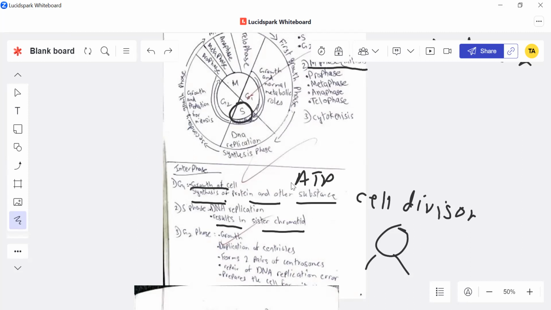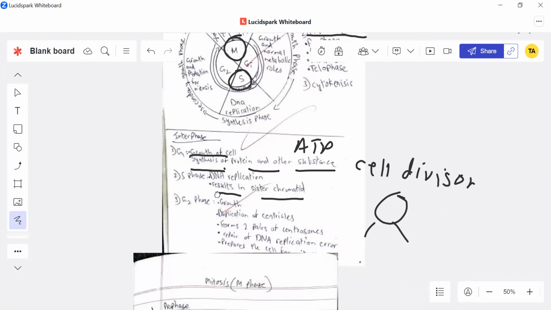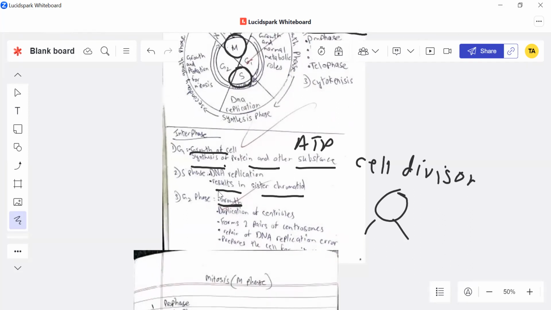And finally comes the G2 phase. After the G2 phase, you will undergo mitosis or cell division. G2 phase is where you will also undergo growth of the cell and you'll duplicate the centrioles. I explained what centrioles are in chapter 1, but not in detail. I'll explain what it is. But for now, in G2 phase, you will undergo duplication of centrioles and you will form two pairs of centrosomes.